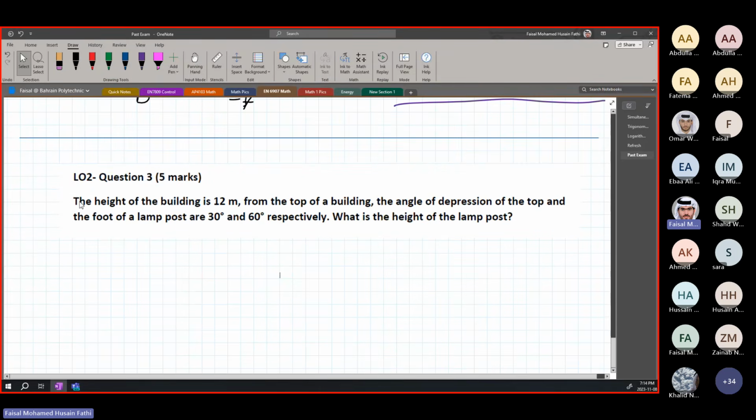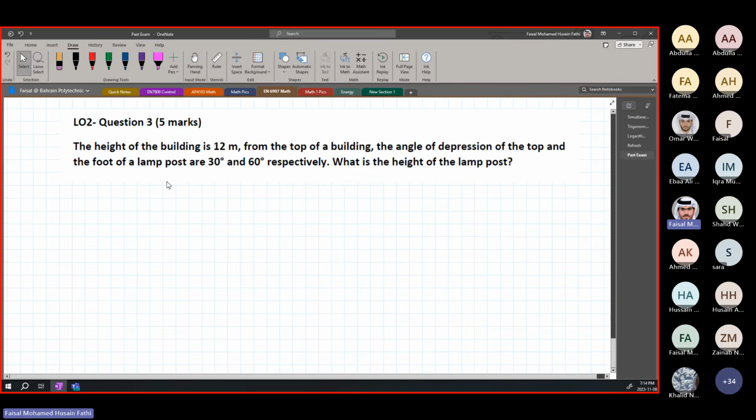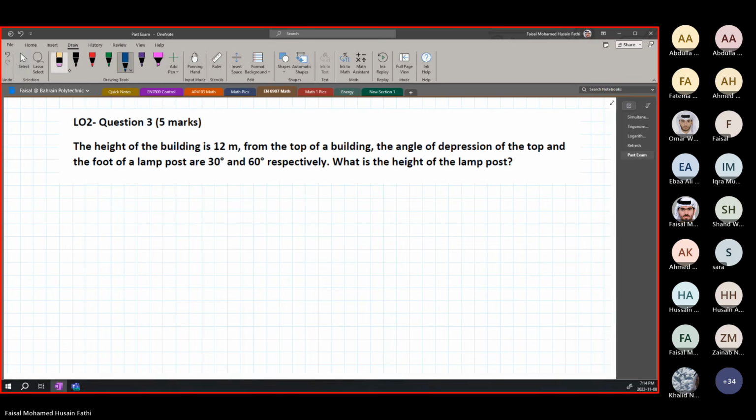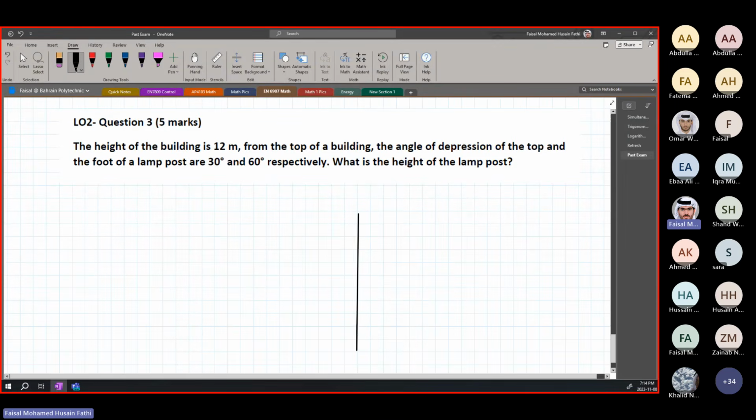Now question 3 I believe is a trigonometric question, because there are angles. I remember this question. There's also a small mistake in the figure in the picture, and I will explain that in a bit. The height of a building is 12 meters. So we have a building. Okay, let's say this is the side of the building and this is 12 meters.